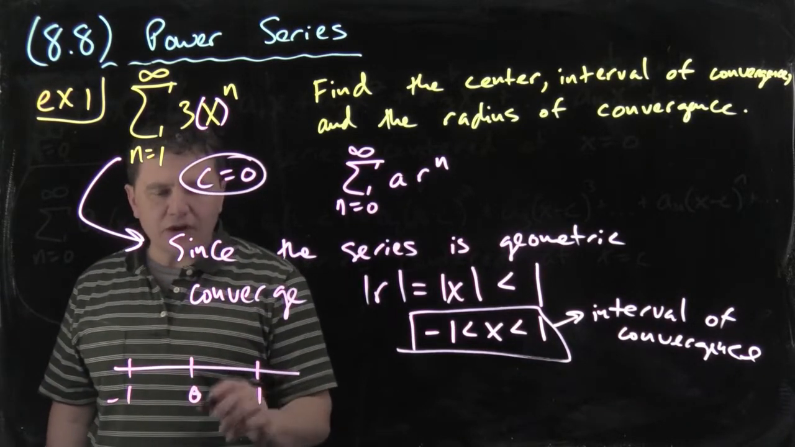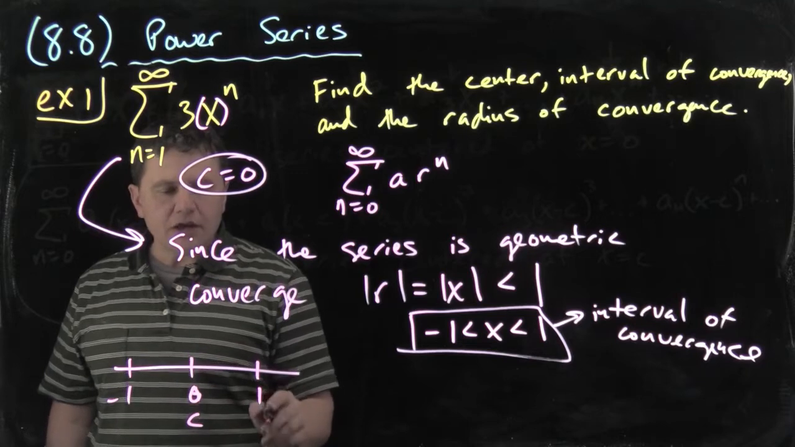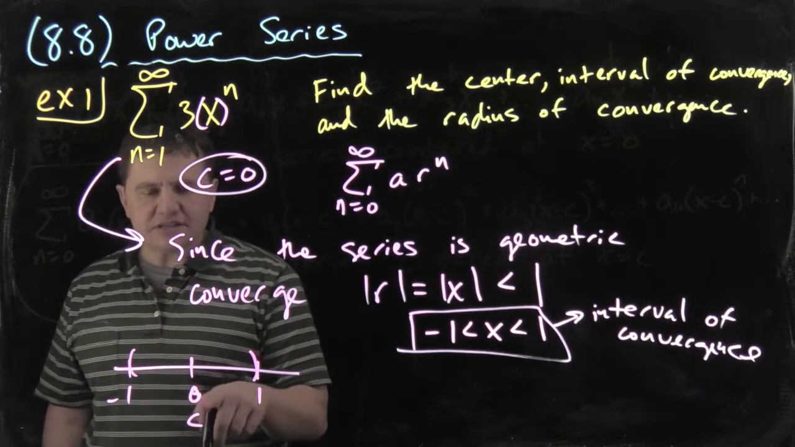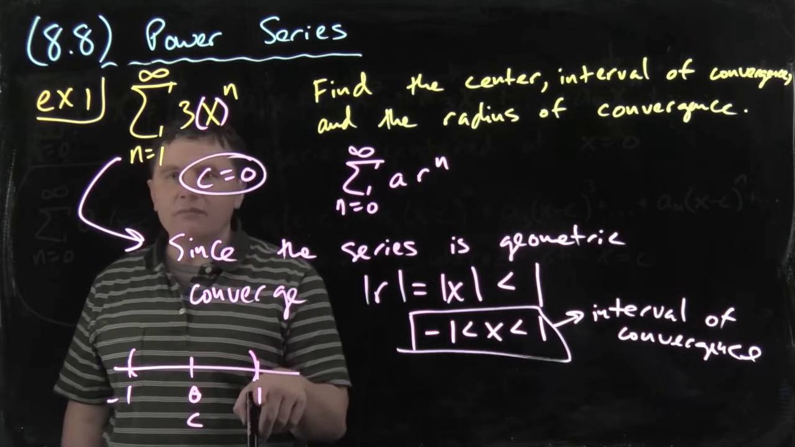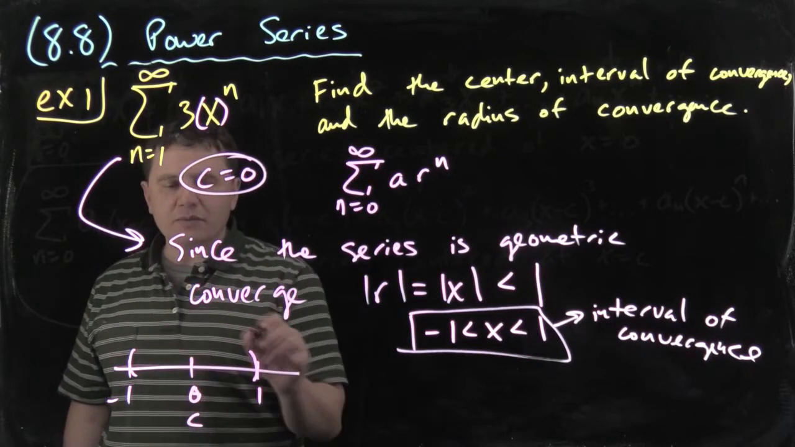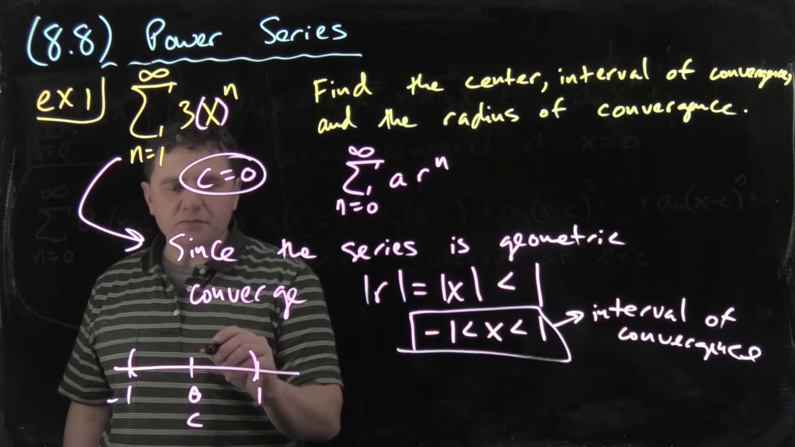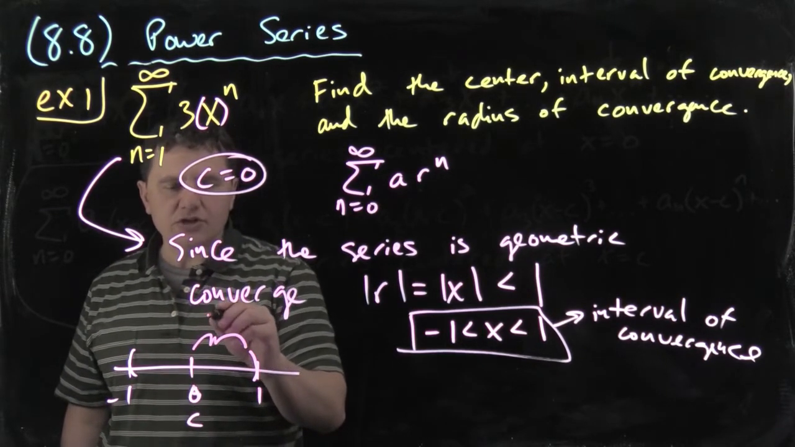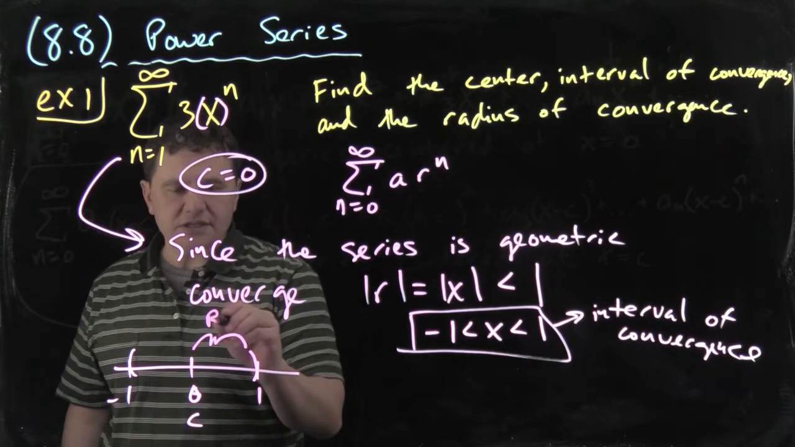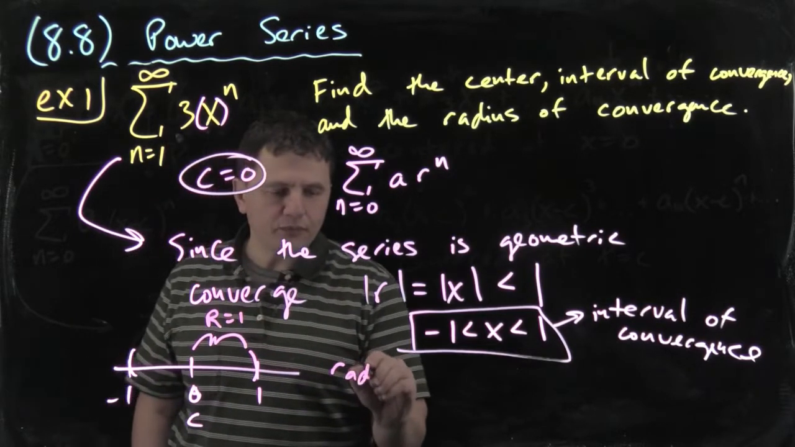So here's our interval. It has a center at x equals 0. If we think of the center as being the center of the circle, and -1 and 1 being the endpoints, this would be the diameter here. Radius would just be half that. So basically from your center to your endpoint is your radius. So our radius of convergence here is equal to 1.